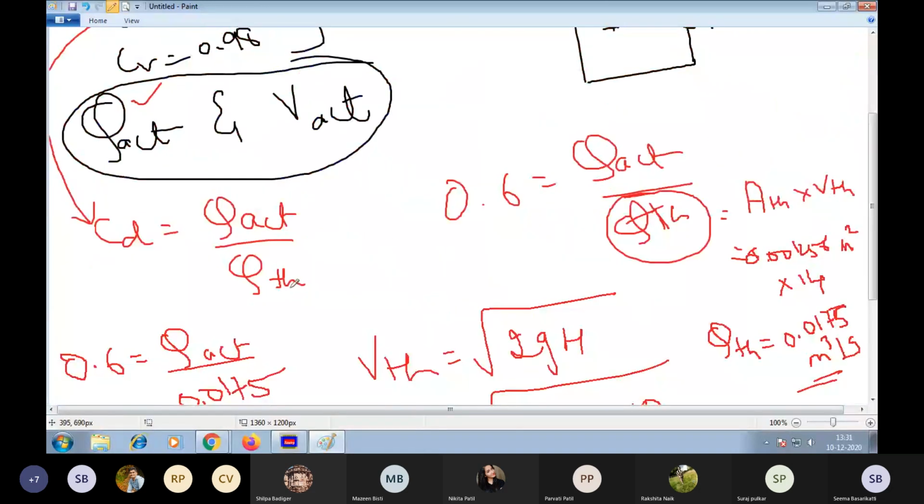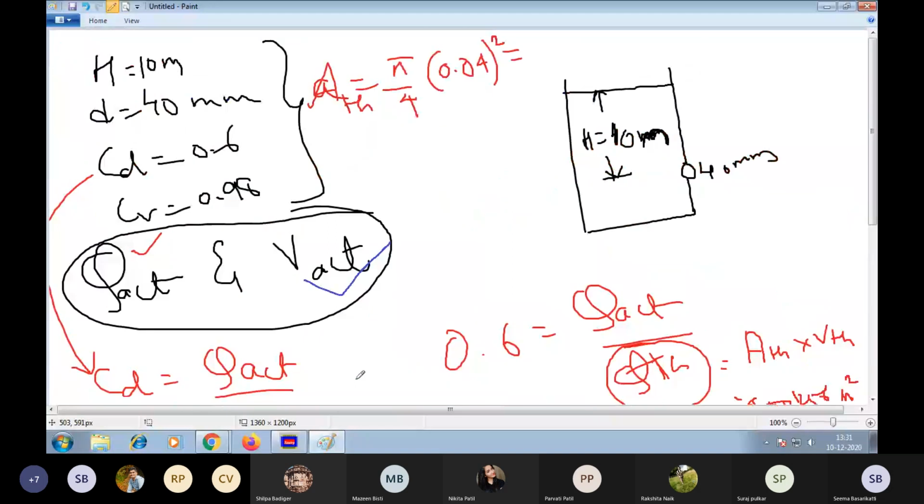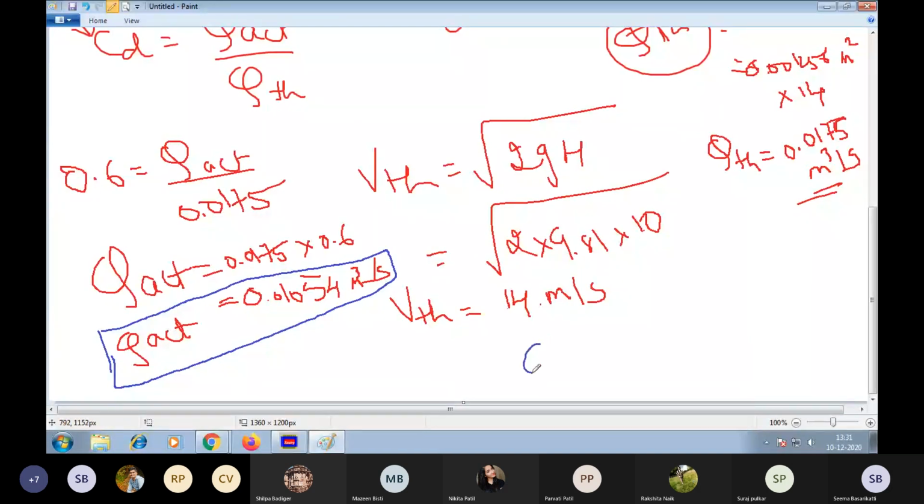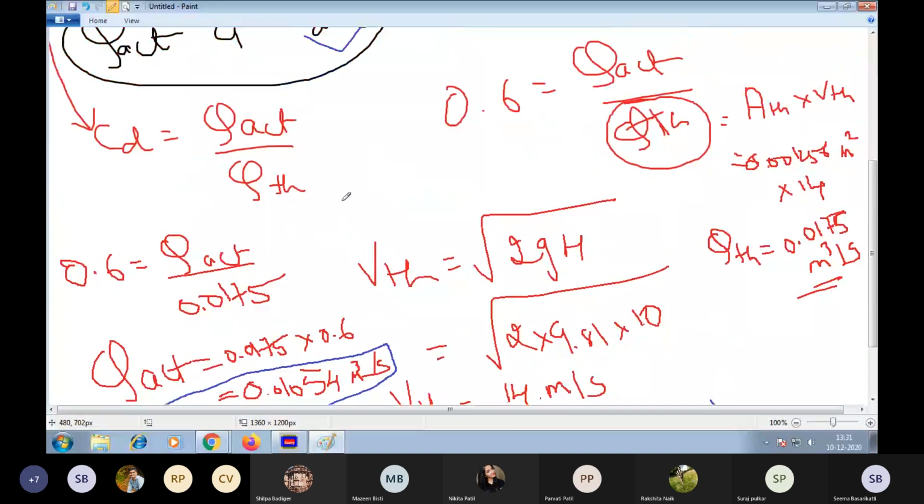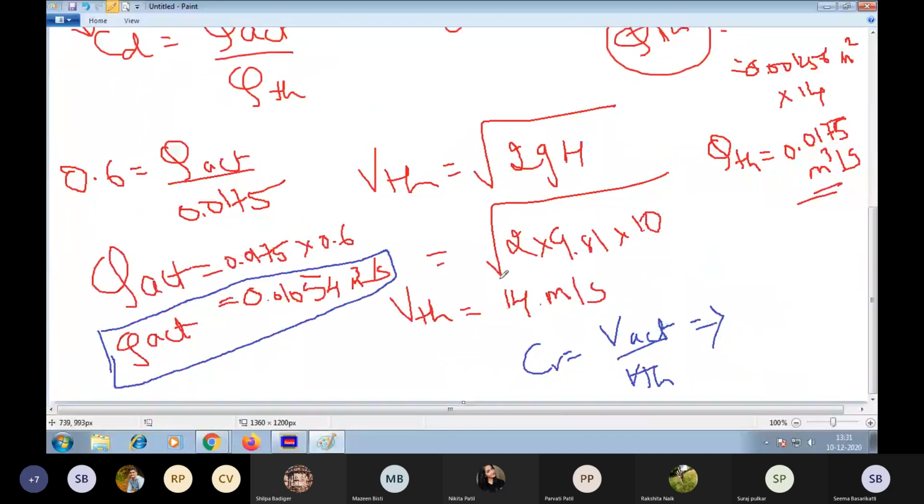And how are we going to calculate the actual velocity? What is the equation to calculate actual velocity? CV is nothing but V actual by V theoretical. What is the actual velocity they have given? Coefficient of velocity is 0.98, equal to V actual, which we don't know. What about theoretical velocity? It is 14. Therefore, V actual is equal to 14 into 0.98.